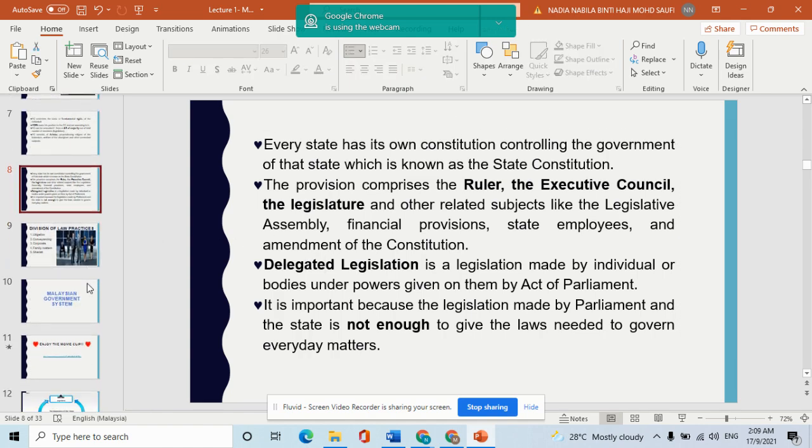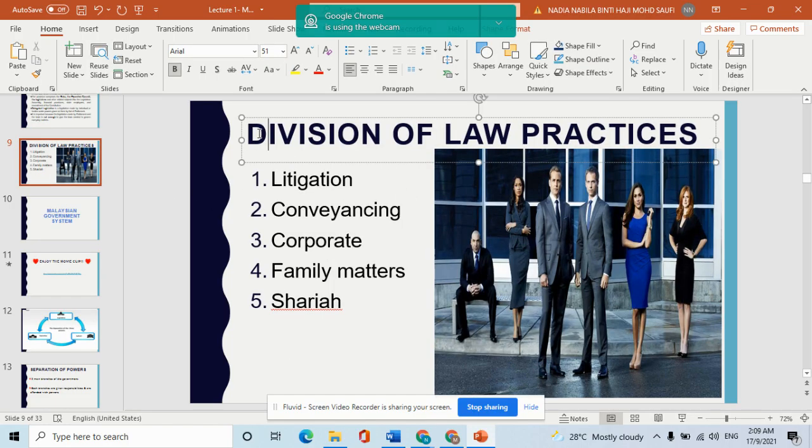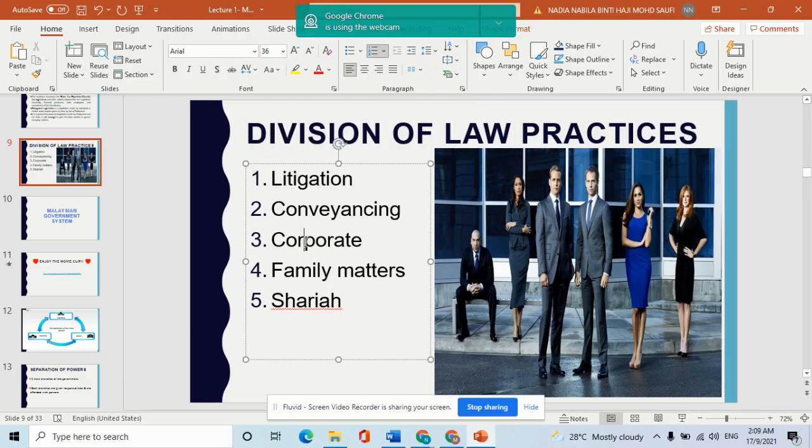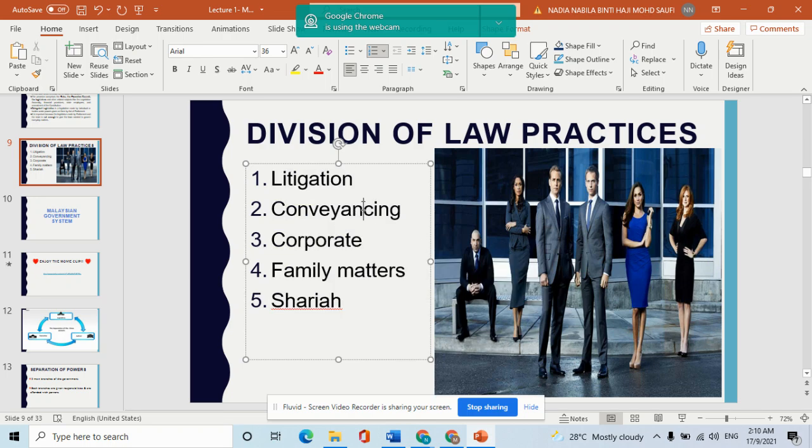Next, we will go through the next topic of our chapter, which is division of law practices. I enlisted five here because in the final exam or test, I would ask for five. However, there are more divisions of law practices, but it is compulsory for you to know these basic main five. Number one is litigation. Number two is conveyancing.